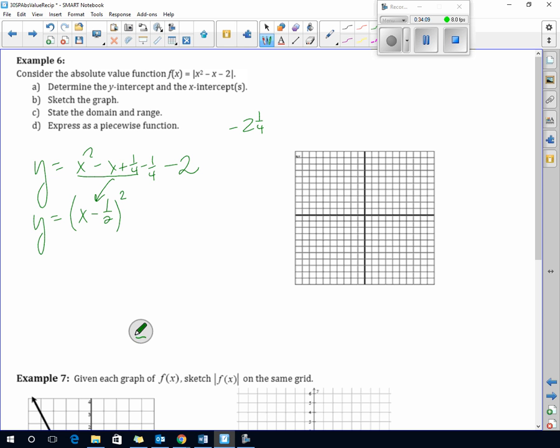So let's do our vertex. As our basic parabola, it is right a half, down 2 1/4. 1, 2 1/4, halfway. Now this is going to be rough, try to do it pretty rough. So there it is. I'm going to go right 1, up 1. Right 2, up 2.